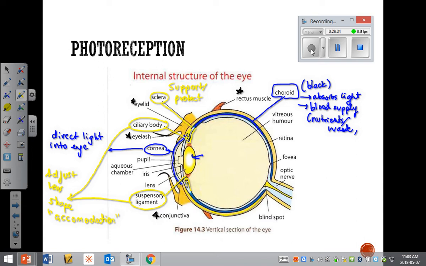Now, kind of coming from that same section are the next couple of pieces. This piece that sticks out here on the top and on the bottom is your iris. That's the color.